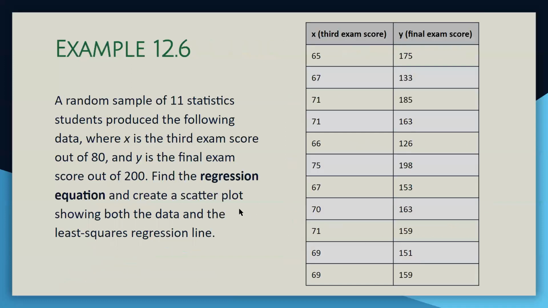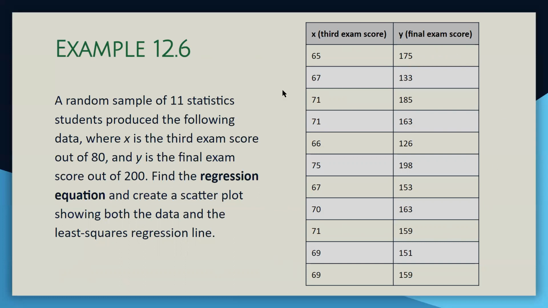Okay, let's go ahead and do 2 examples really quick, one for each method. For example 12.6, it says a random sample of 11 statistics students produced the following data where X is the third exam score out of 80 and Y is the final exam score out of 200. Find the regression equation and create a scatter plot showing both the data and the least squares regression line.